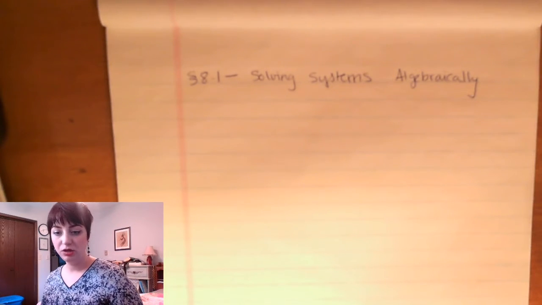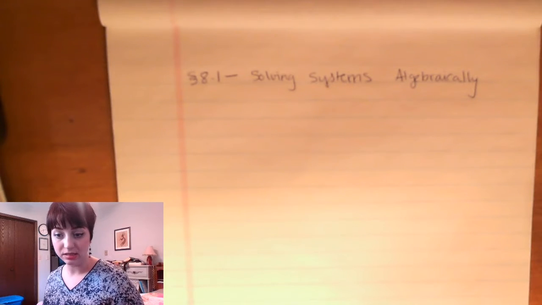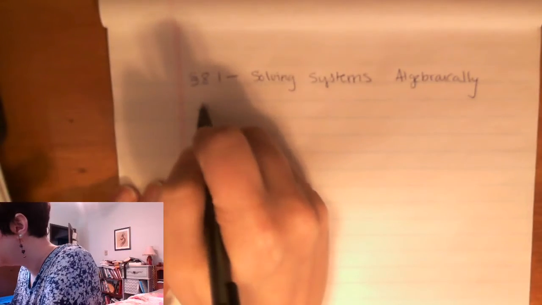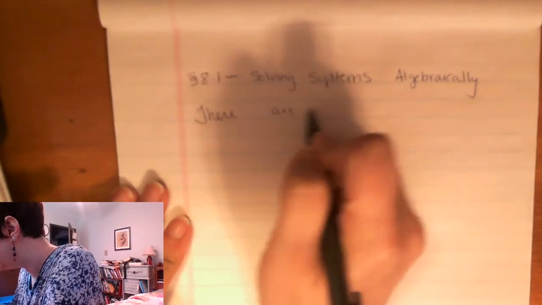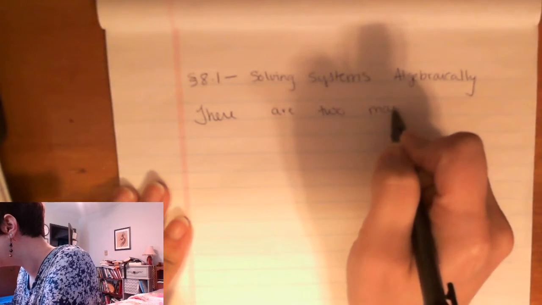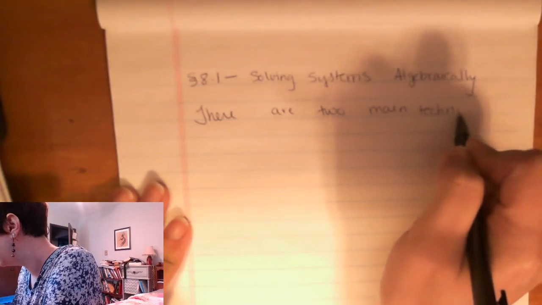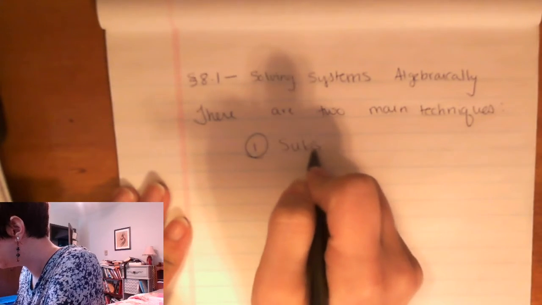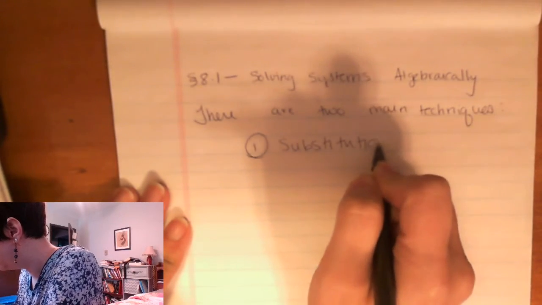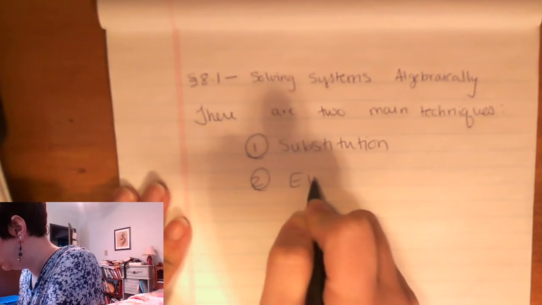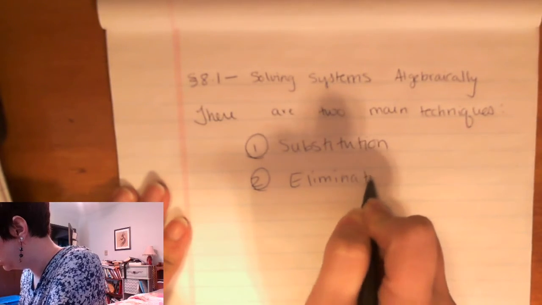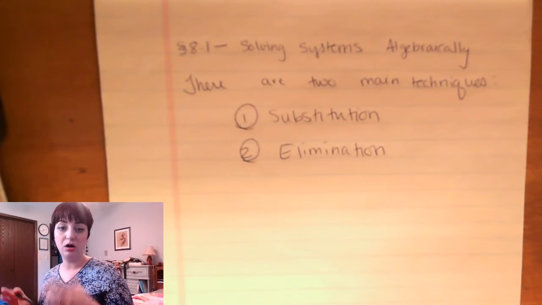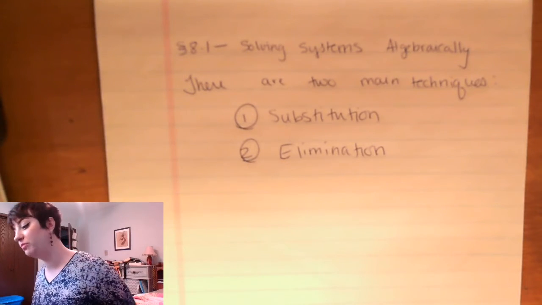Now, when you are solving systems, there are two main techniques. The first one is substitution, and the second one is elimination. I don't care, as usual on exams, which you decide to solve by.